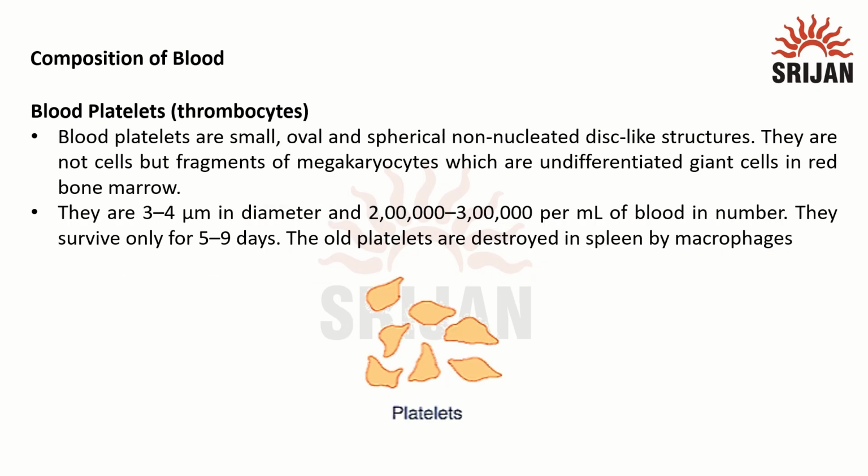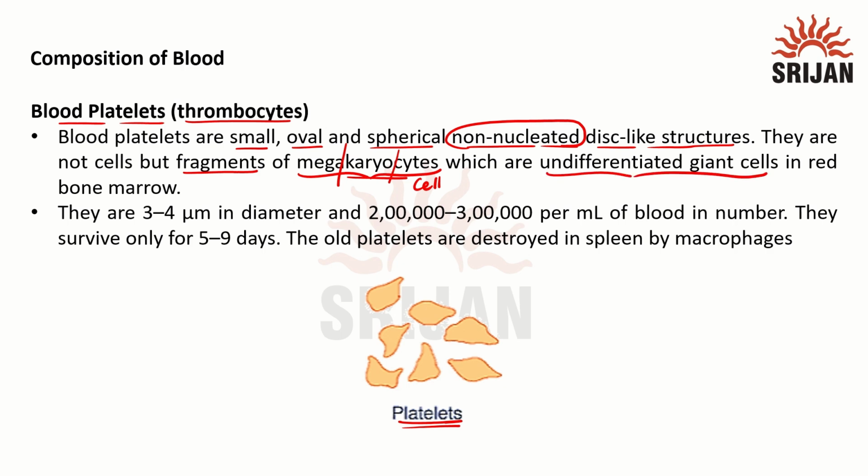Next is the third type of blood cell, that is the blood platelets, also known as thrombocytes. Platelets are small, oval and spherical non-nucleated disc-like structures. That means they do not have a nucleus. They are basically fragments derived from a cell known as megakaryocyte. Mega means big, karyos means nucleus, and a cell. A cell which had a large nuclear structure broke down to produce these fragments known as platelets. So these are the fragments of megakaryocyte, which was an undifferentiated giant cell in the red bone marrow.